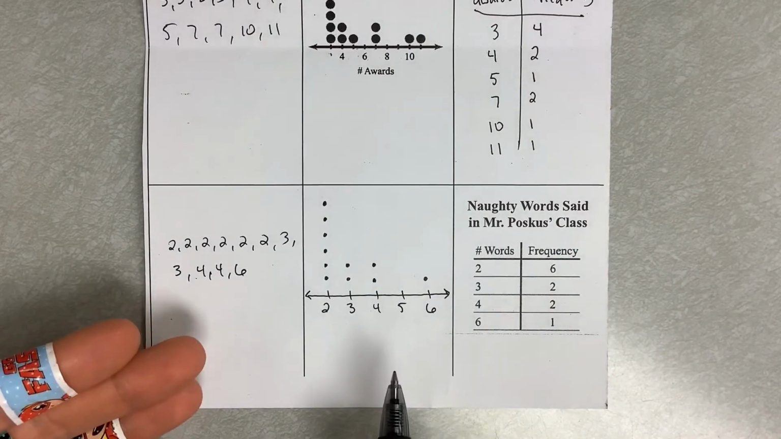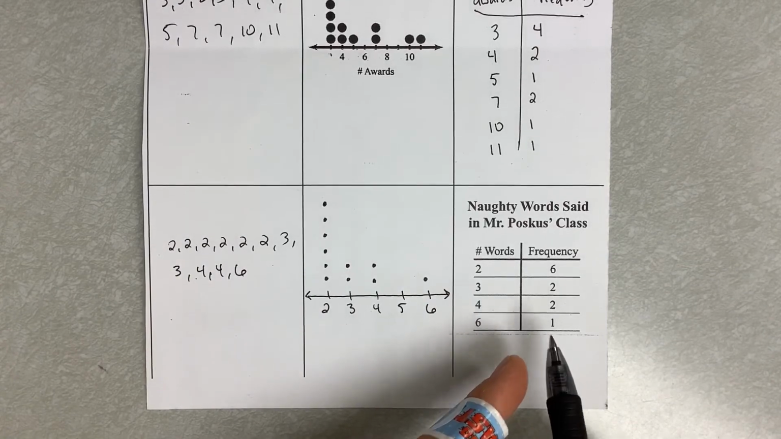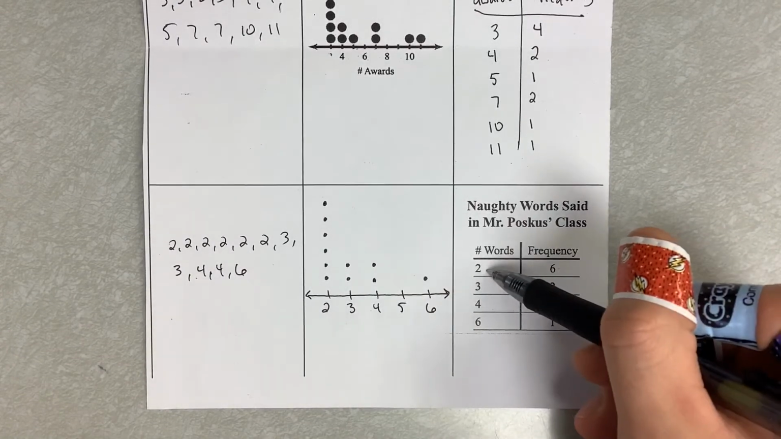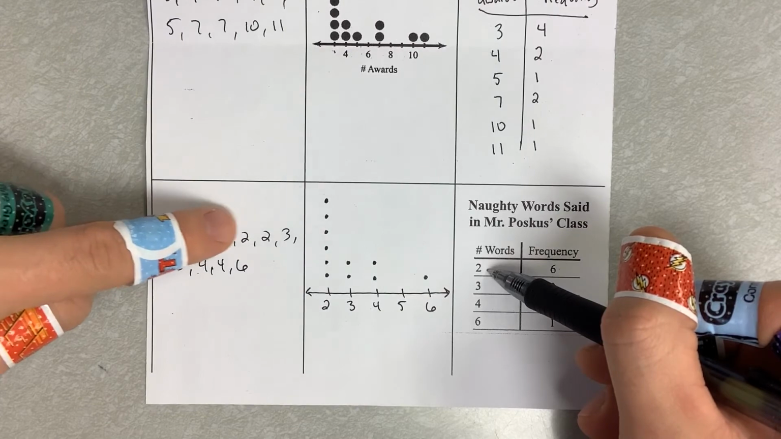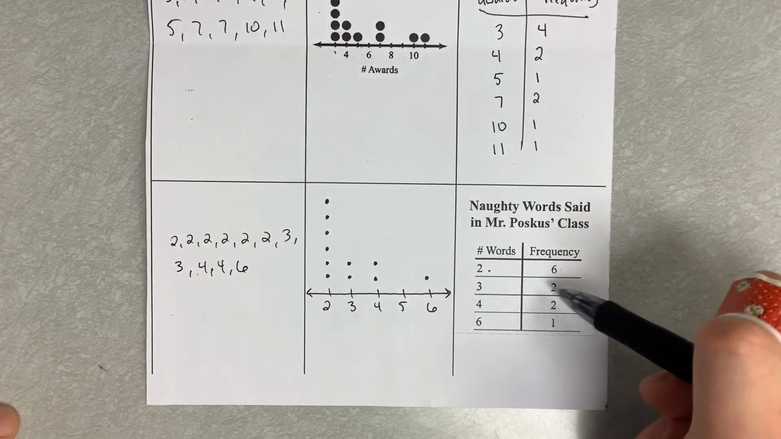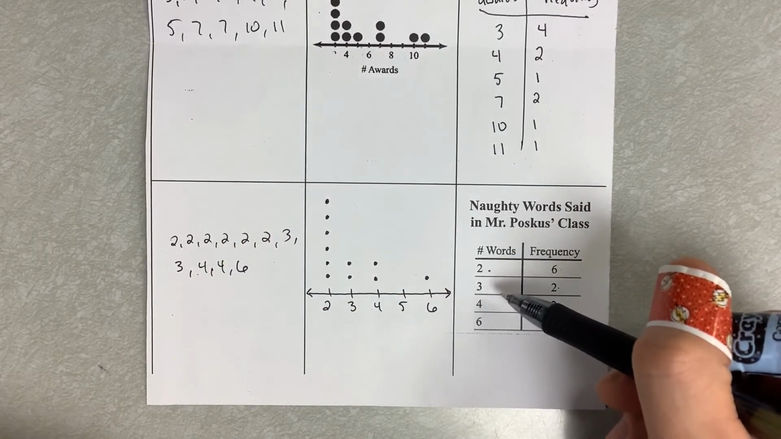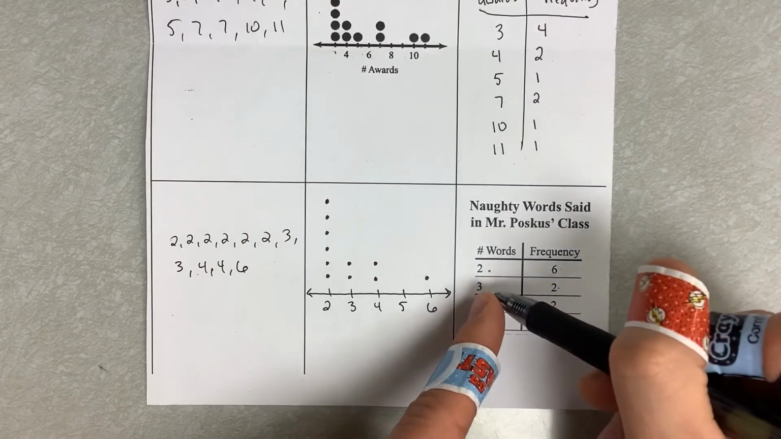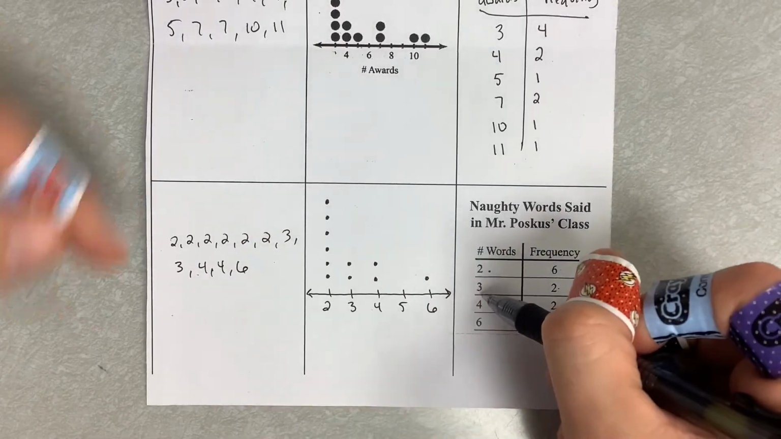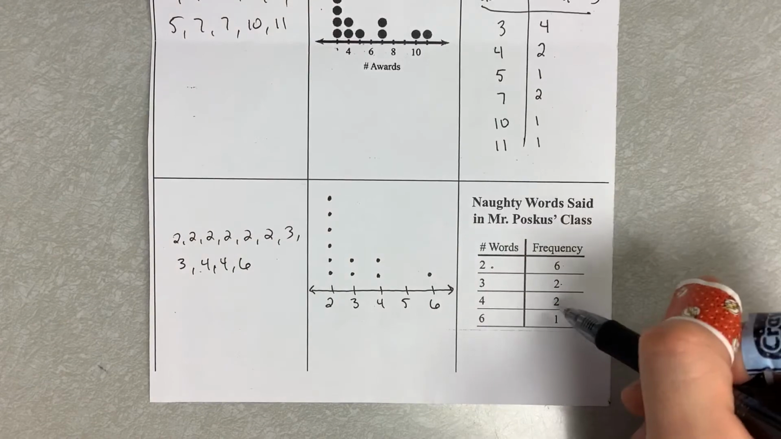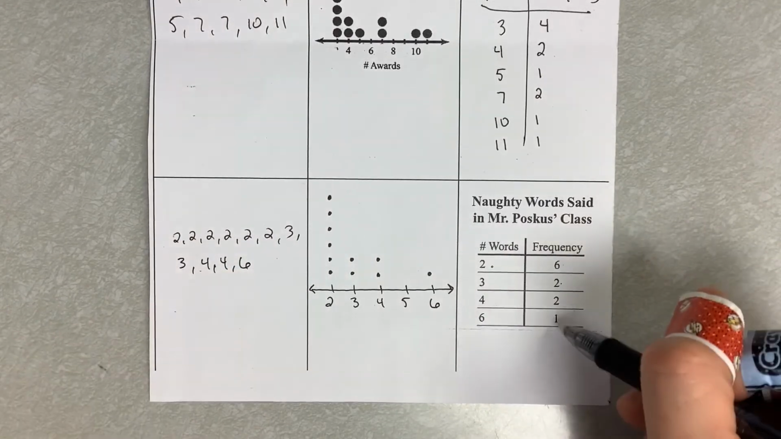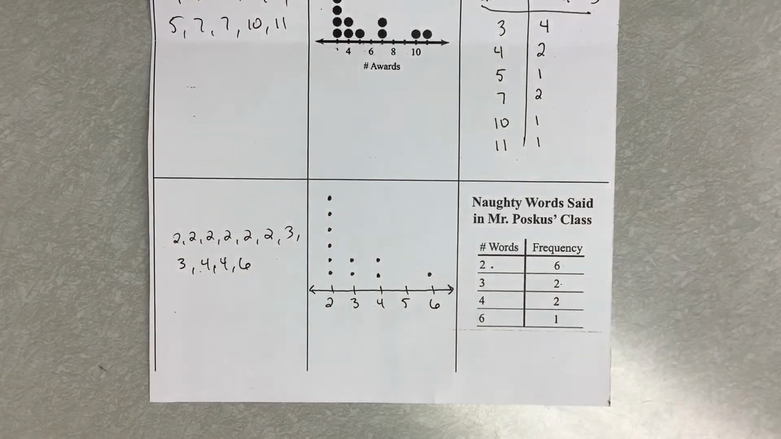And let's check your work, guys. So, my frequency table, I had six 2s. So, 1, 2, 3, 4, 5, 6 2s. I had two 3s. That's how you're reading this, right, guys? The number of times you've seen that number. So two 3s. I put one, two 3s. Two 4s. Two 4s. One 6. One 6. That's it.